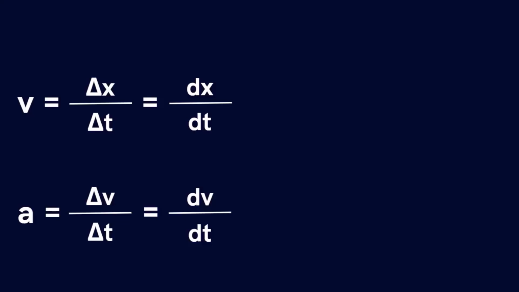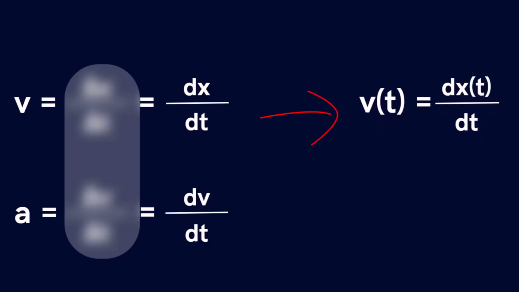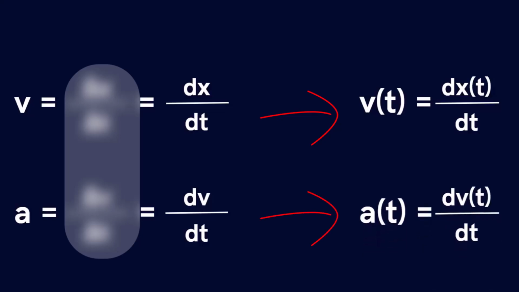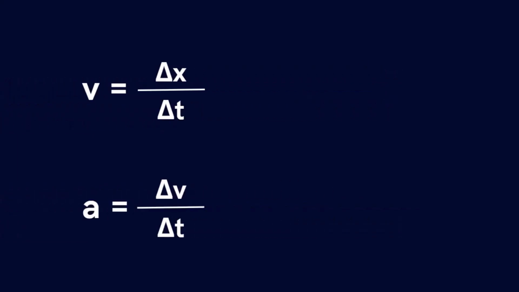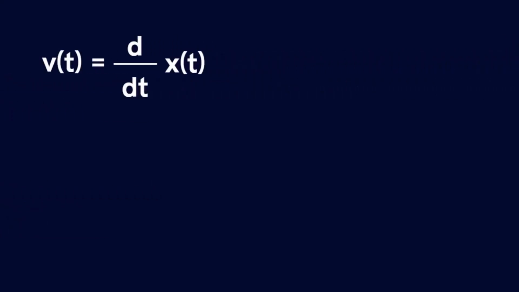With velocity, we change our x to x of t, which also changes our v to v of t. And with acceleration, we change our v to v of t, which also changes our a to a of t. Now that we have our equations, we can start solving for acceleration. As we saw in the equation before, we need velocity in order to solve for acceleration, so let's find that first. We'll start by bringing back our velocity equation.